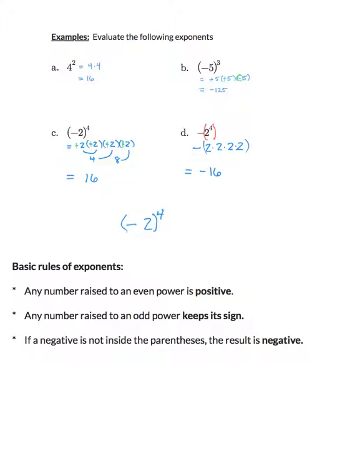The last rule is that if a negative is not inside the parentheses, the result is always negative, regardless of whether your exponent is even or odd, because the negative is considered separate from the exponent.